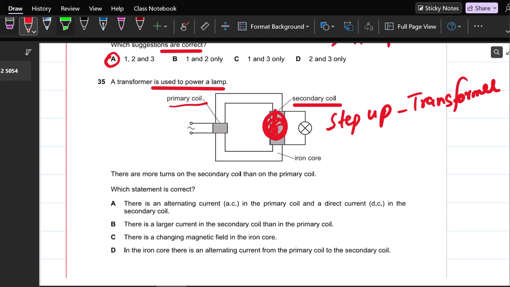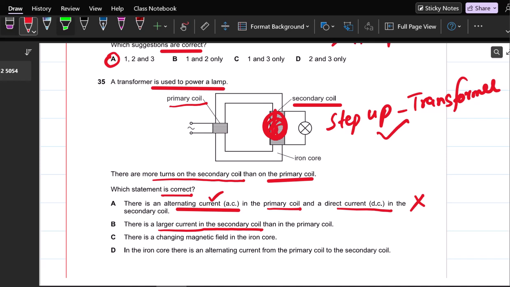So now there are more turns on the secondary coil than on the primary coil. Which statement is correct? One is possible, that it is going to increase the output voltage. There is an alternating current in the primary coil and direct, no, not possible. Only alternating current is possible. There is larger current in the secondary, no, we say voltage, not current.